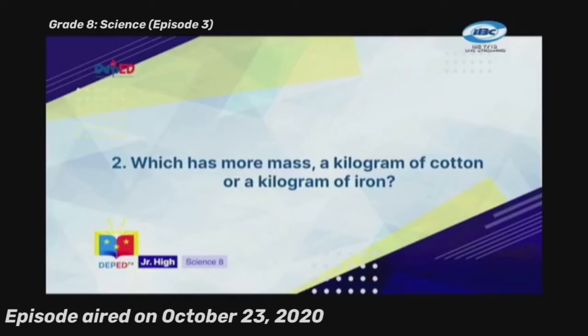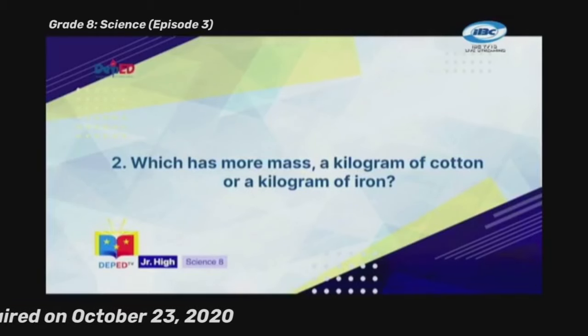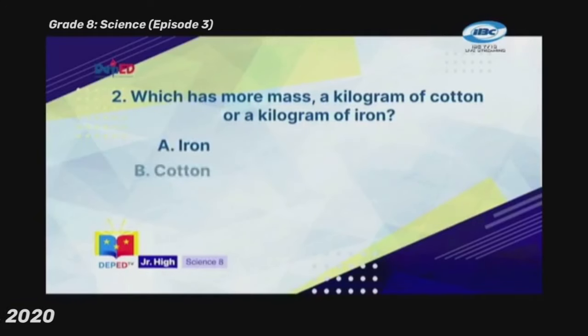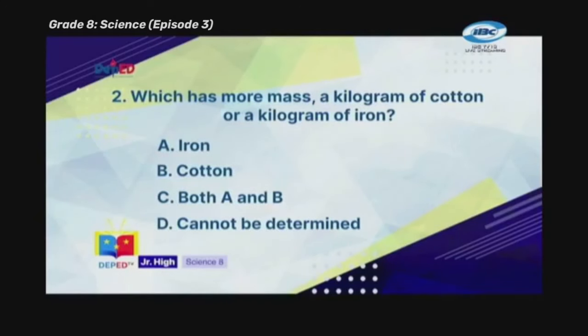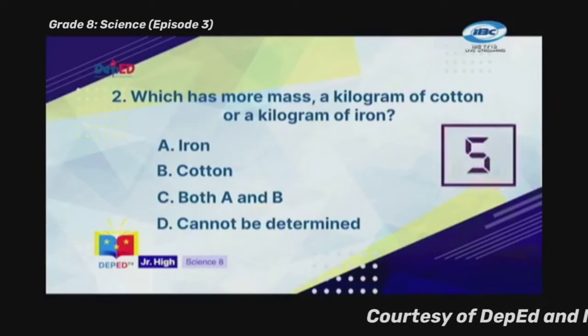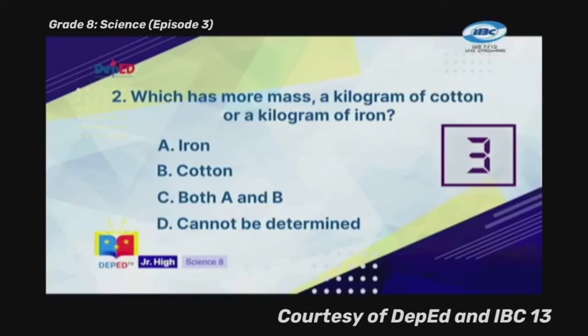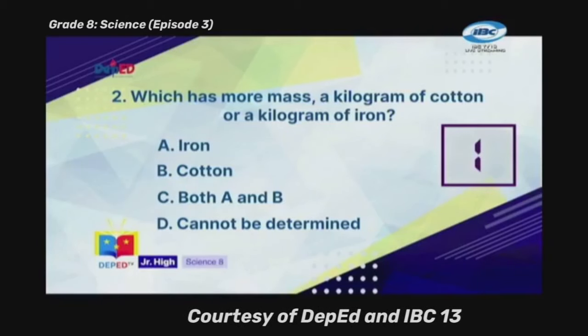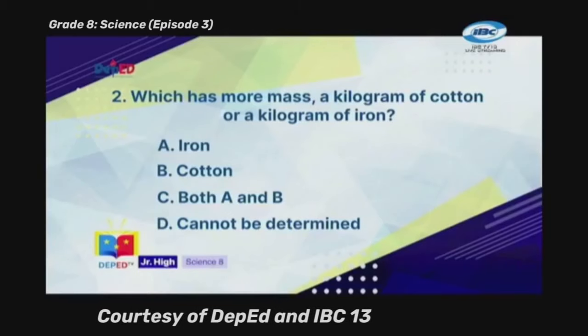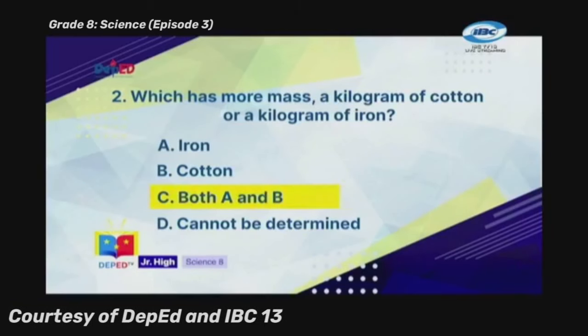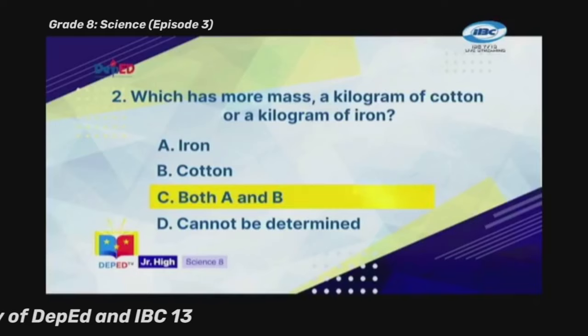Which has more mass? A kilogram of cotton or a kilogram of iron? A. The iron. B. The cotton. C. They both have the same mass. Or D. Cannot be determined from the given information. The correct answer is C. They have the same mass.